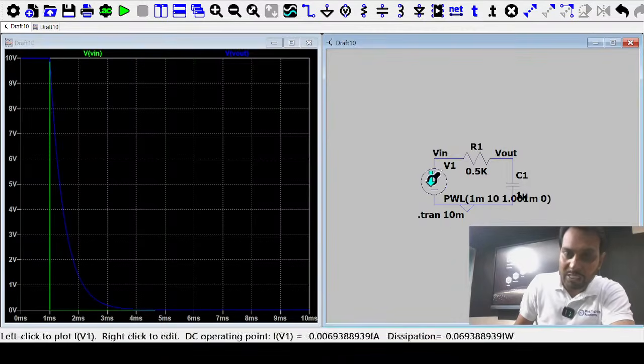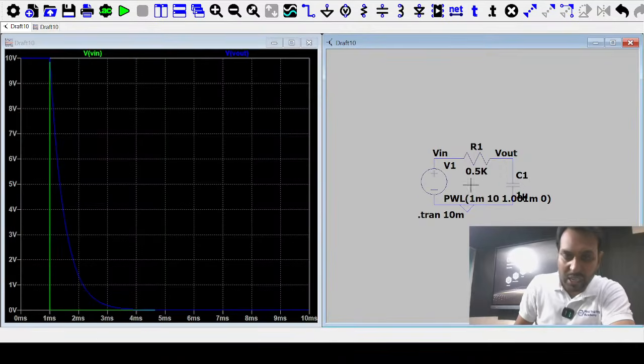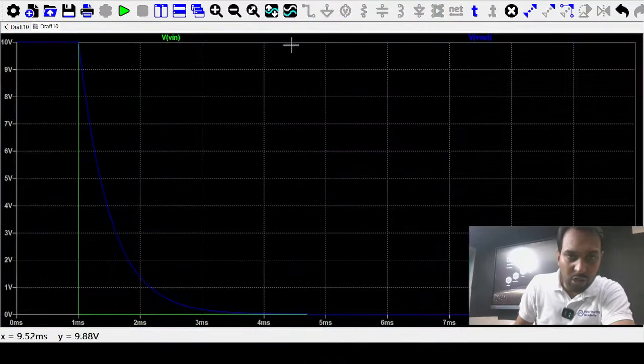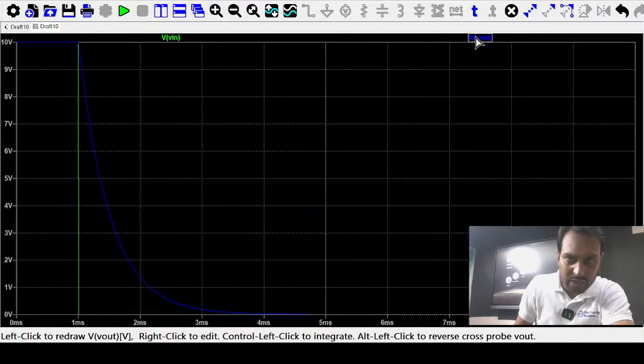Why? Because the input voltage becomes 0, so there is a path to discharge, and it is discharging to 0 volt. And what is the tau? Tau is 0.5k into 1 micro, that is 0.5 millisecond. If you go for 0.5 millisecond, that is at 1.5 millisecond, you will find the capacitor is discharged by 63%, or it holds only 37%. So you can just check it.